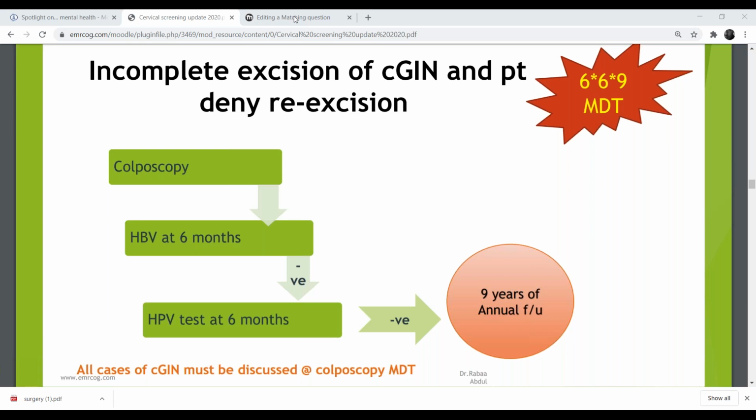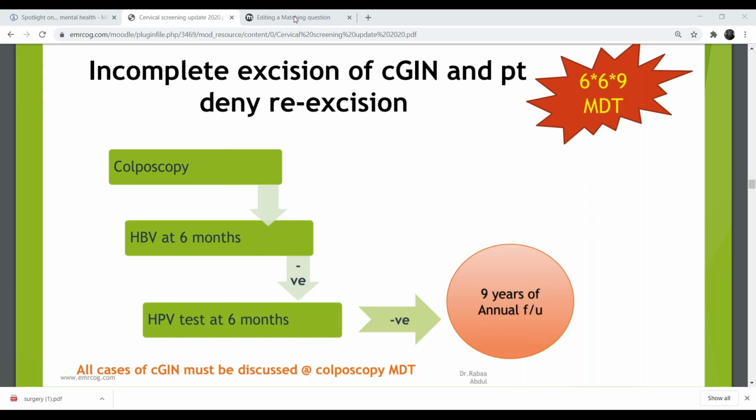And ma'am, for the patients who have complete excision, their follow-up for 10 years is annual follow-up. It's not 6-6-9, it's annual follow-up for 10 years, right? The ones that agree to the re-excision. Yes, she should complete 10 years of follow-up.